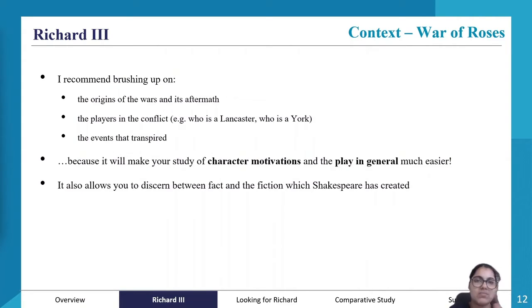When you talk about context in your essay, you obviously don't want to spend time talking about context on its own, right? So you're not actually sitting there writing about the War of the Roses and what happened. You just integrate that context into your analysis. So that's why you don't have to know an awful lot. You just have to know enough so that you can cohesively integrate it into your essay. It makes your study of character motivations and the play easier, and it allows you to discern between fact and fiction that Shakespeare has created.